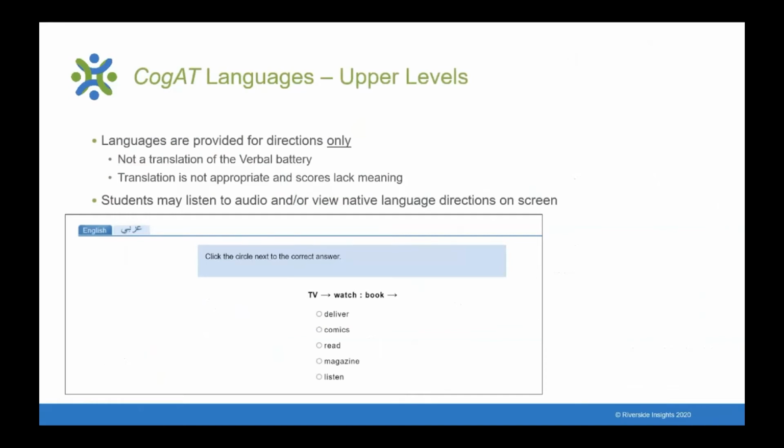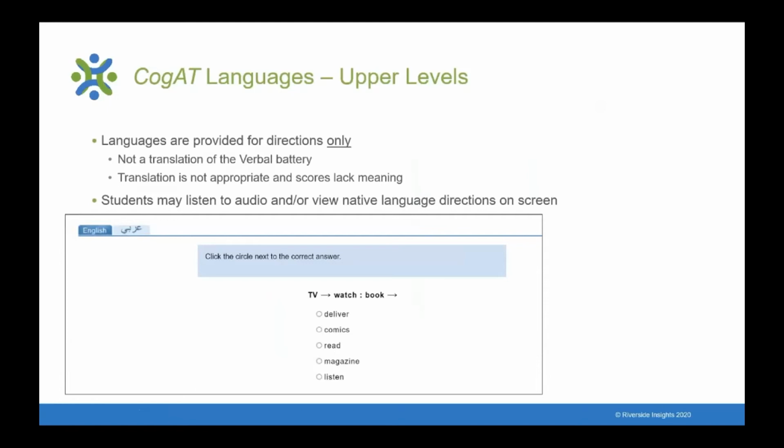For the young students, they are hearing the directions through the audio. They never have to read anything, so all directions are read to them. So they hear it from a neutral native speaker in the language. For the older students, we have audio available, but we also have directions that appear on the screen. And in fact, for these upper levels, the other languages are provided for the directions only. We are not able to translate the verbal battery because the construct simply wouldn't hold up. Those scores would not be very meaningful because words are so different in every language.